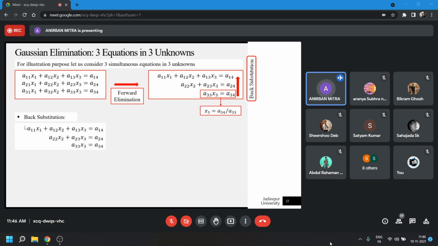Now what about back substitution? We already have this system, this triangular form. Why it is called a triangular form is pretty easy to see. You can see that this actually looks like a triangle.